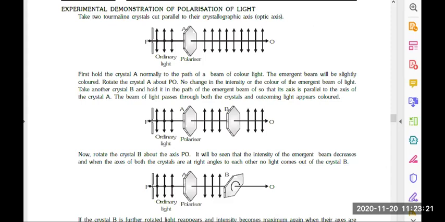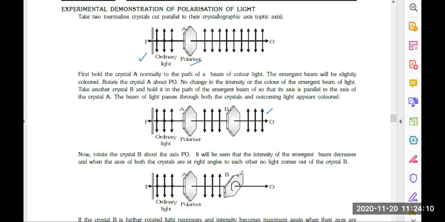Now see, suppose this is your ordinary light, and it is passed through a polarizer. This polarizer lets the light pass through only along one axis. So this is your unpolarized light first. Now this polarizer lets the light pass in only one direction. Now suppose we have another polarizer with the same orientation. What will happen? Nothing will change, because the light is already polarized, so it will pass through.